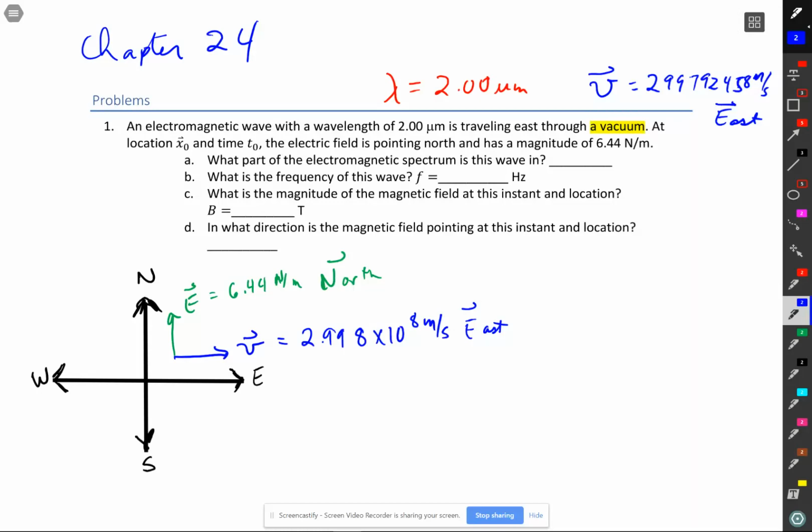Now, the first question is, what part of the electromagnetic spectrum is this wave in? Well, if you look in your textbook, the electromagnetic spectrum is given to you in section 24.3, and it has a figure there. The figure is right under equation 24.6. In looking at the figure, it shows radio waves going from frequencies of around 10 to the 0 hertz, in other words, 1 hertz, up to around 10 to the 12 hertz.